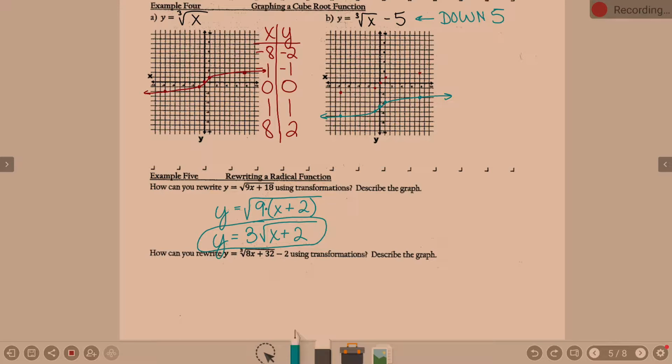Are there some transformations you can identify here now? What's that 3 tell me to do? What's that 2 tell me to do? Vertical stretch by a factor of 3. And go where? Left. And go left 2. Translate left 2, yes?